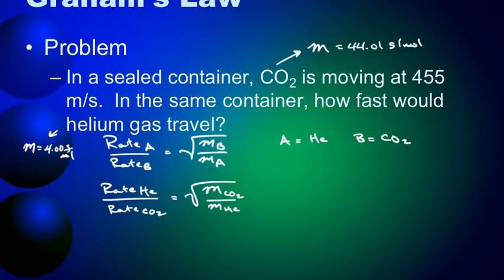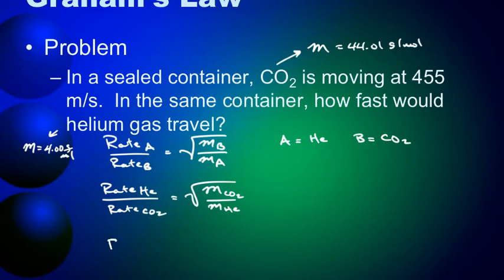Okay, let's try this problem. In a sealed container, carbon dioxide is moving at 455 meters per second. In the same container, how fast would helium gas travel? So using our equation here, we're going to set A as helium and B as carbon dioxide since helium is lighter. So rate A over rate B equals square root of molar mass of B over A. Rate of helium will be on the top, rate of CO2 is on the bottom, equal to the square root of molar mass of CO2 divided by the molar mass of helium.